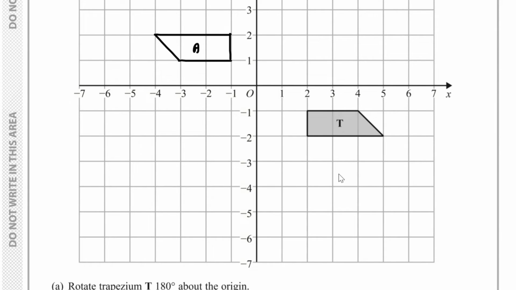And then for part B, we have to translate shape T by the vector (-1, -3). Well, if we pick any point, say this point, we're going 1 to the left, and then 1, 2, 3 down. So if I draw the new shape, we've got something looking like this. So here we've got shape B.